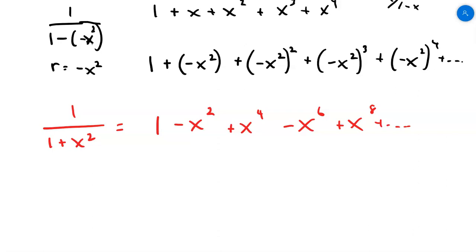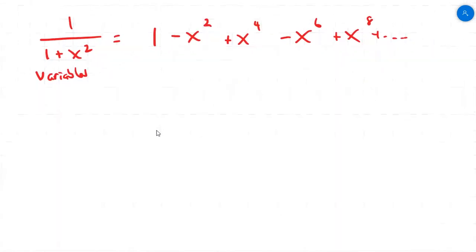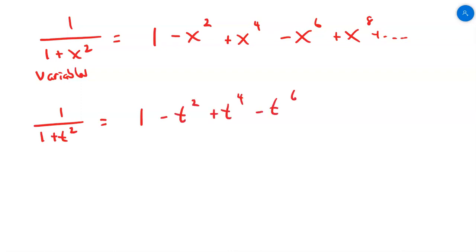Really, what I should do at this point is replace all those x's with t's and set up a dummy variable, because I don't want to integrate from 0 to x when x is already one of my variables. So let's switch variables, so that we don't have the same variable that means two different things. I'm going to set up my left side as 1 over 1 plus t squared, and on the right side I'll do 1 minus t squared plus t to the fourth minus t to the sixth plus t to the eighth, and so forth.